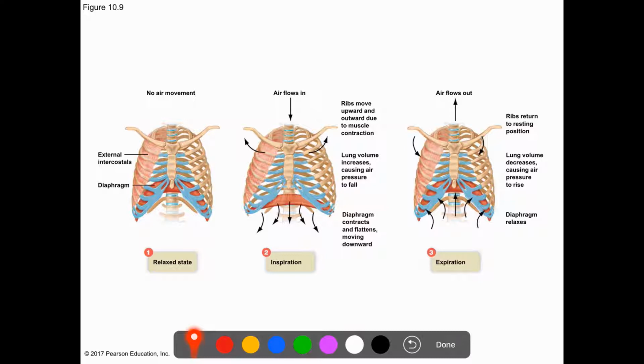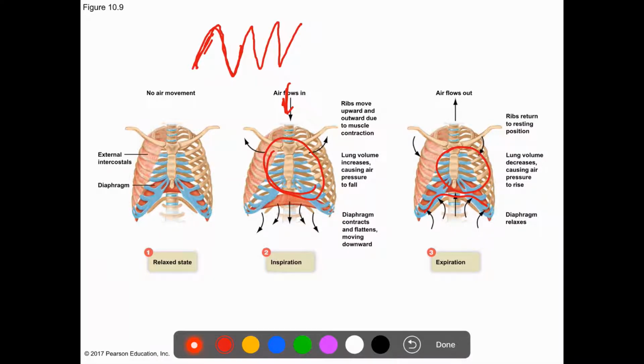So basically we have a cycle of contraction and relaxation of the diaphragm and the intercostal muscles. When the intercostal muscles and the diaphragm are contracting, we are lowering the pressure inside the lungs, and the air is flowing in. When they are relaxed, we are reducing the size of the thoracic cage and the lungs, and therefore we are increasing the air pressure inside the lungs, and the air would flow out.